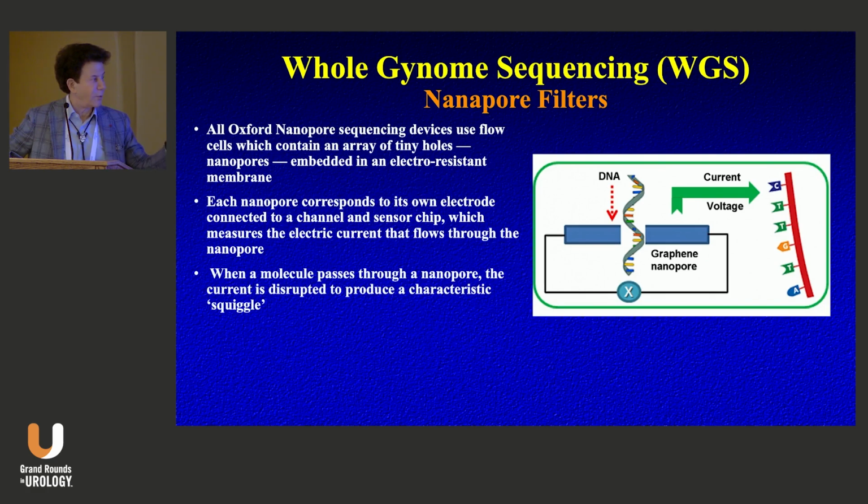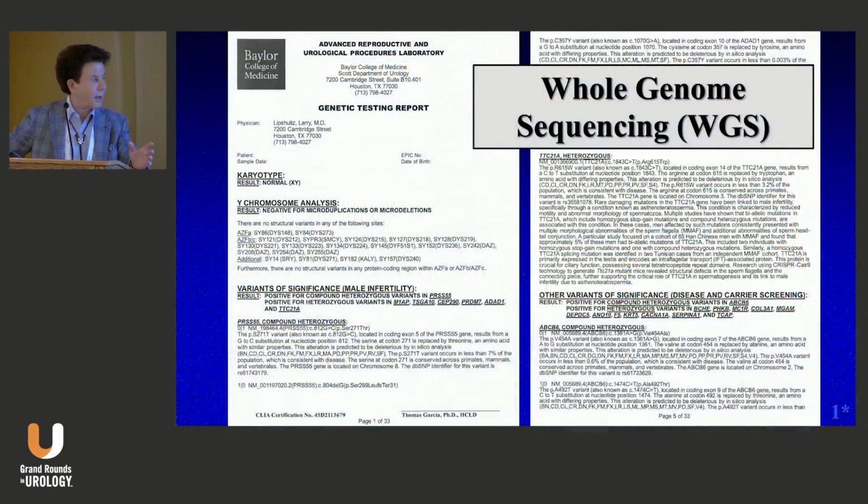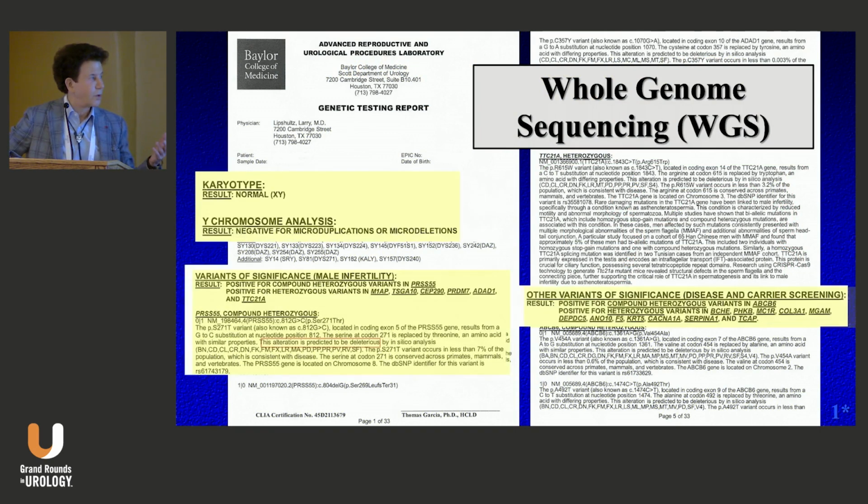So when a molecule passes through a nanopore, the current is disrupted and produces a characteristic squiggle, and these squiggles are then interpreted by an AI device that he has, and it actually prints out the entire genome, all the little letters, the 4 letters, but in all, the sequences, and that's fed into an AI algorithm that tells you which genes are abnormal. So this is the type of report we get, and if you'll see at the bottom, it's got 33 pages, and I'm just showing you the summary page.